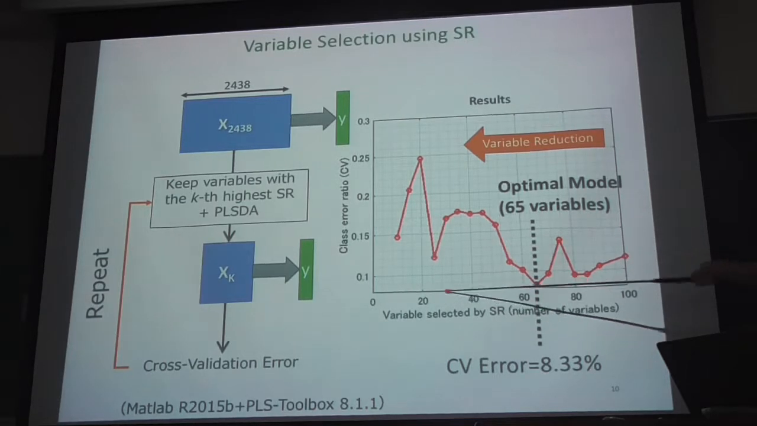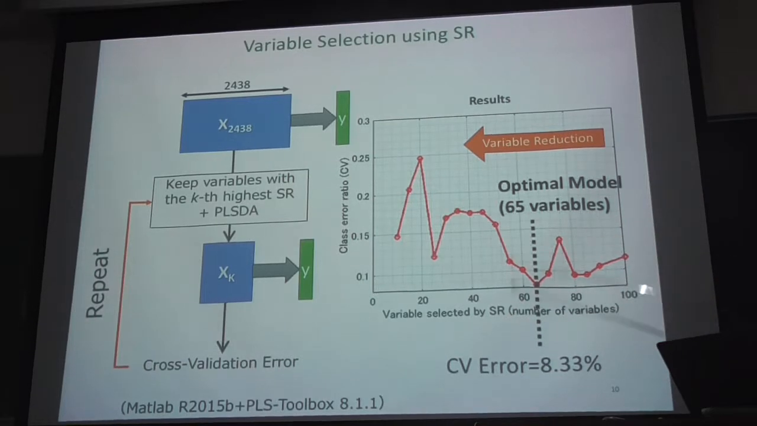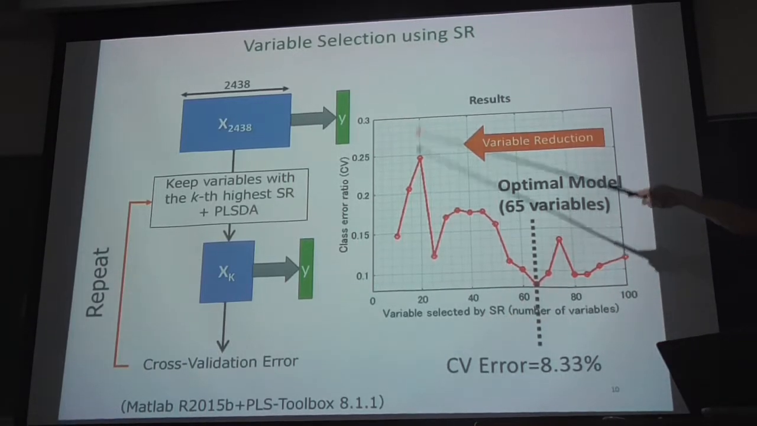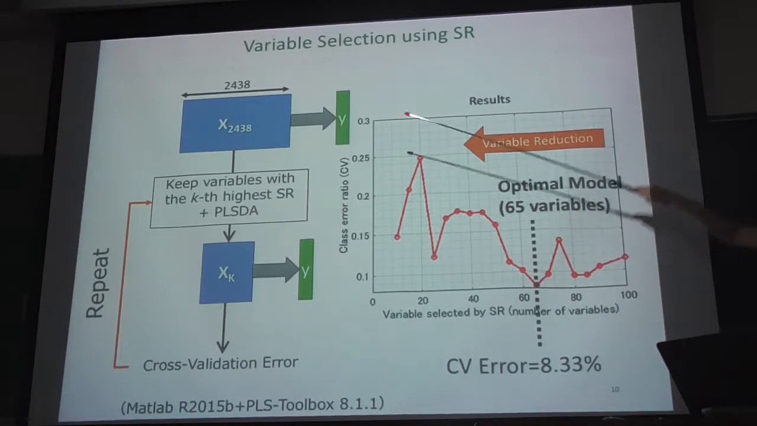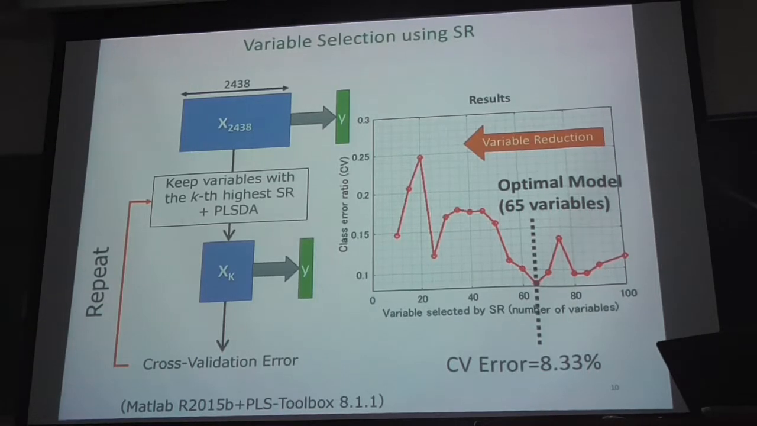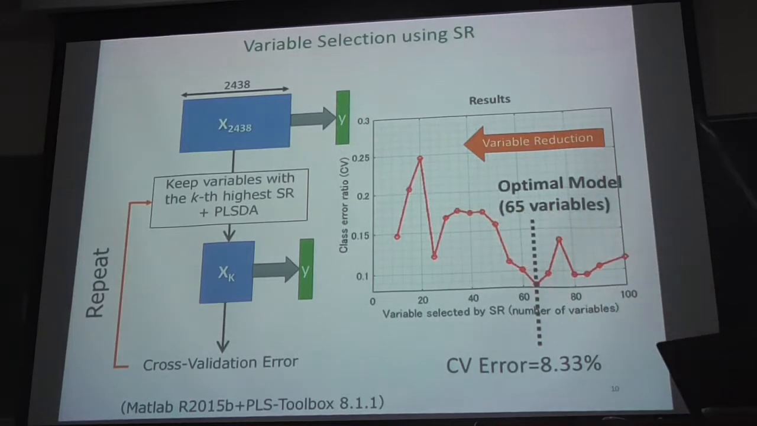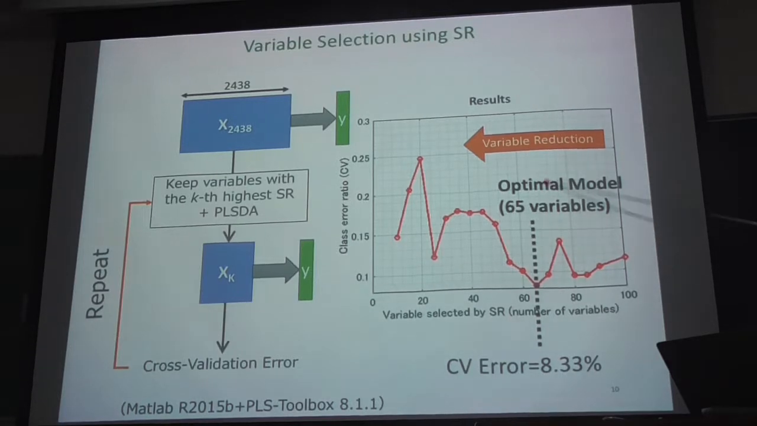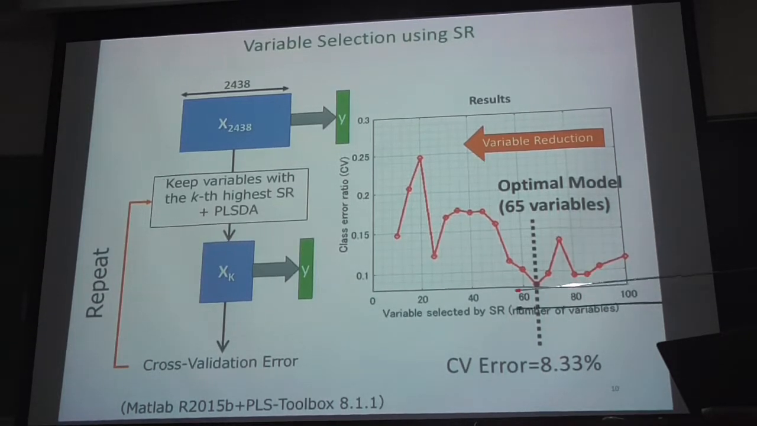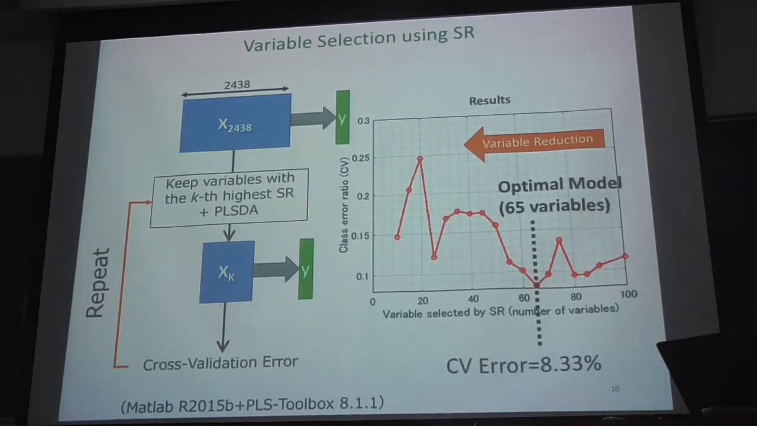The x-axis is the number of variables selected using this method, and the y-axis is the classification error, so lower is better. In this direction, we reduce the variables. It started from over 2,000 variables, and then we reduced them, and at this point the error reached its minimum, which is 8.33%. So this is the best model.